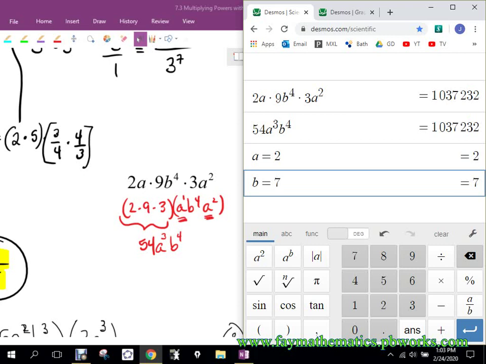When Desmos substitutes those in there, we're using the technology to hopefully do this for us, but you could do this without Desmos' substitution process. You could choose an A value, choose a B value, plug them into both, and evaluate longhand. But you should get the same result both ways. Here we get 1,037,232 for both of them. Okay.